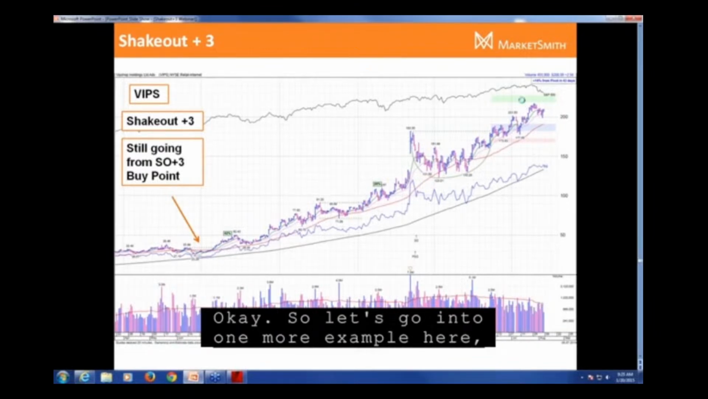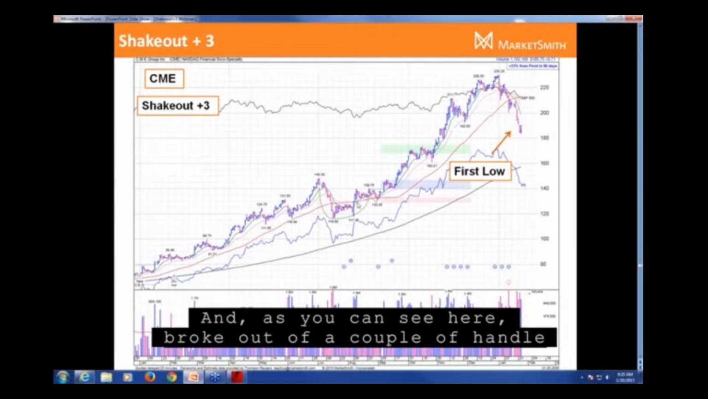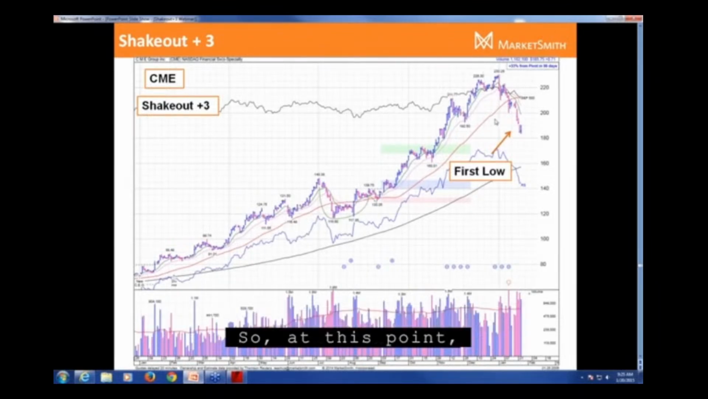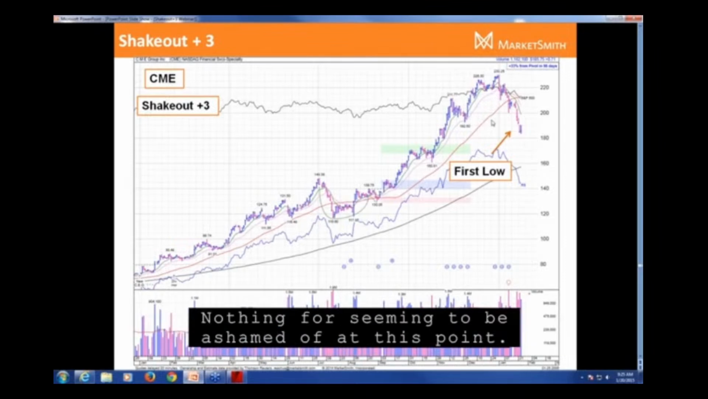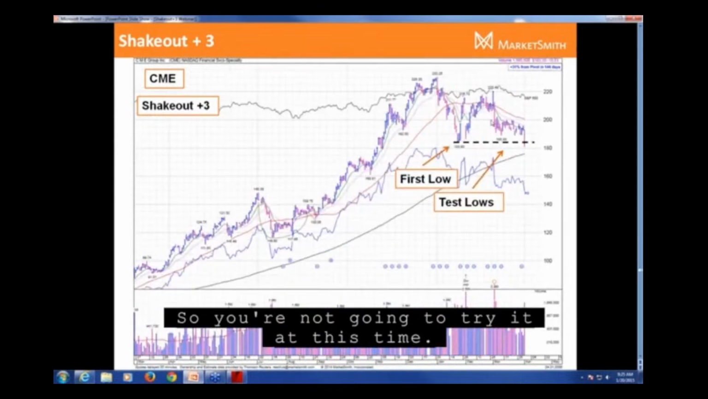Okay, so let's go into one more example here. And here's CME Group back in 2005. And as you can see here, it broke out of a cup with handle, went on a nice run, coming back in, right? So at this point, we have no idea if it's gone on a great run. Nothing for CME to be ashamed of at this point. It went on a great run, and it could be over at this point, right? So you're not going to try it at this time.